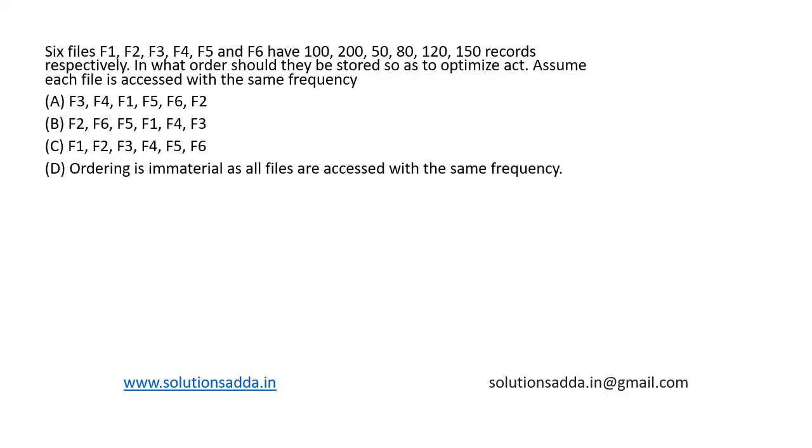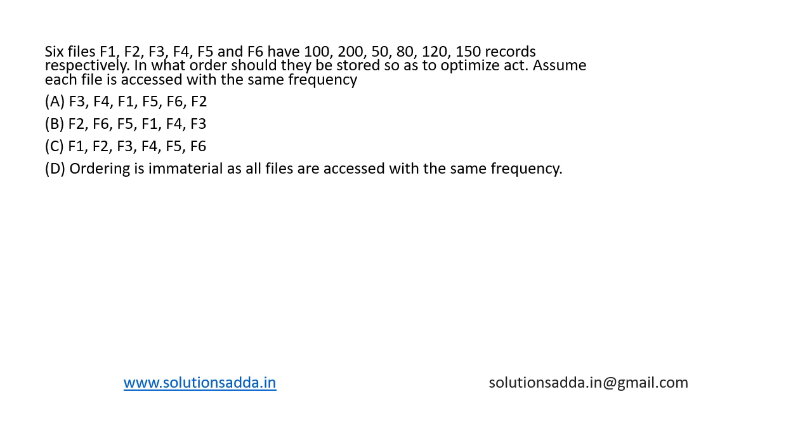This is a question from algorithms. 6 files F1 to F6 have 100, 200, 50, 80, 120, 150 records respectively. In what order should they be sorted or stored so as to optimize it? Assume that each file is accessed with the same frequency and 4 options are given. This is a classic example of optimal merge pattern. An optimal merge pattern will give the optimal result after performing sorted order operation. Every time it will take the least frequency elements and perform the merging. So based on this fact, let's try to find the solution to this.